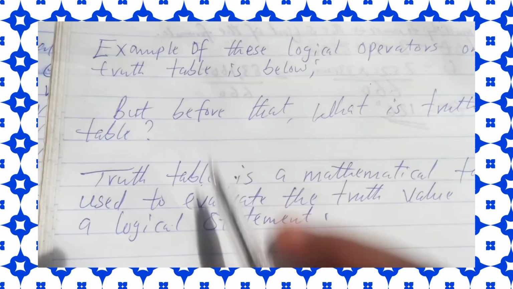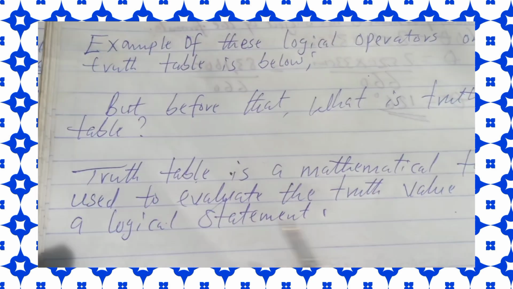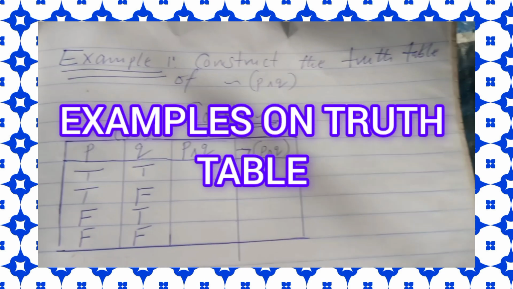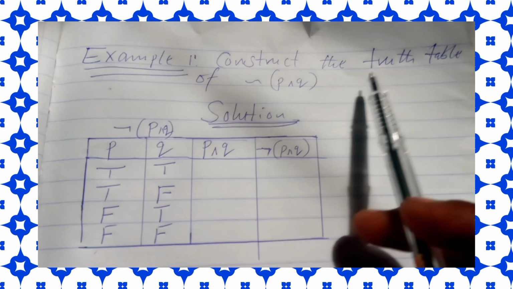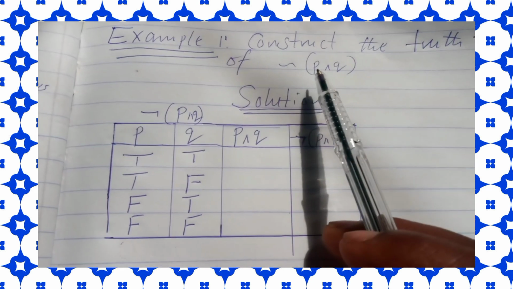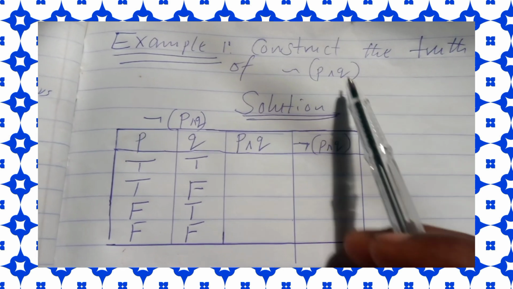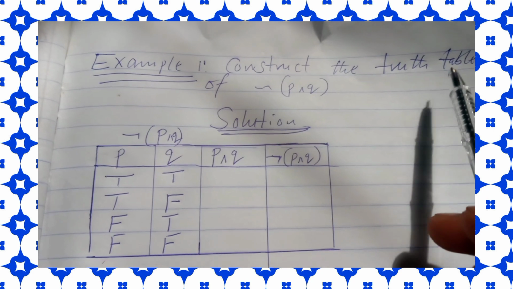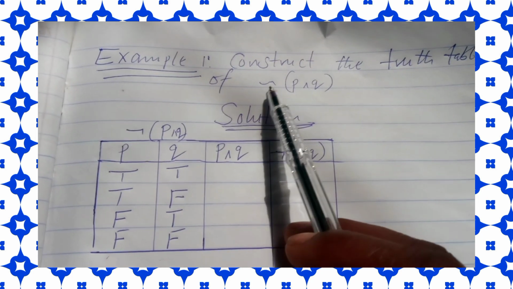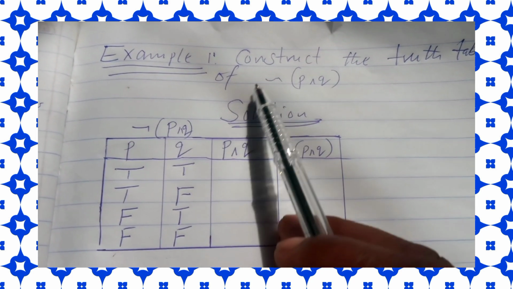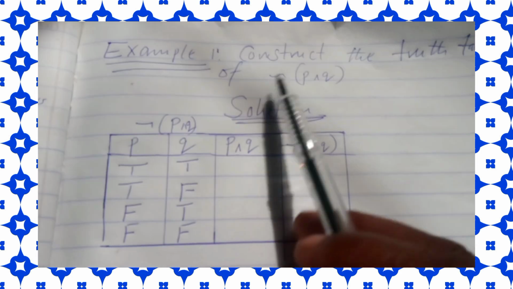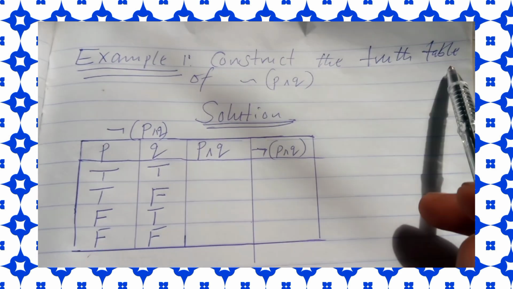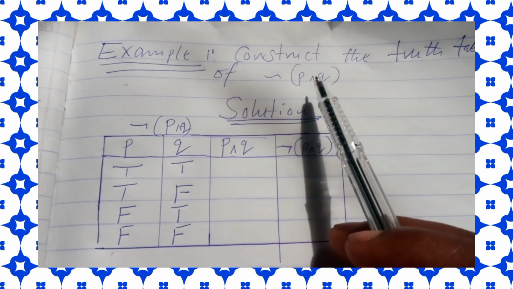Let's look at the examples we have on truth tables. Okay, let's look at this example one on truth tables. They say that we should construct the truth table of negation P and Q. This symbol simply means negation. We have already treated it in the first part. They say we should construct the truth table of negation P and Q.